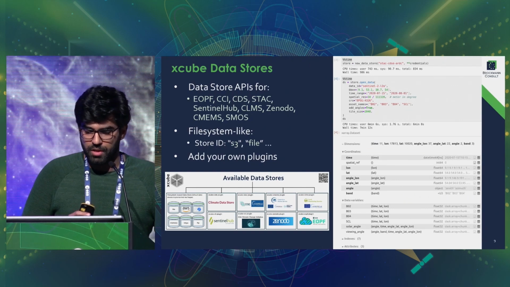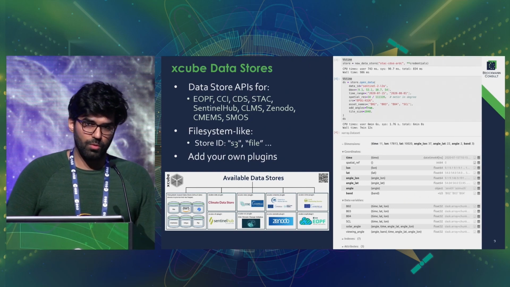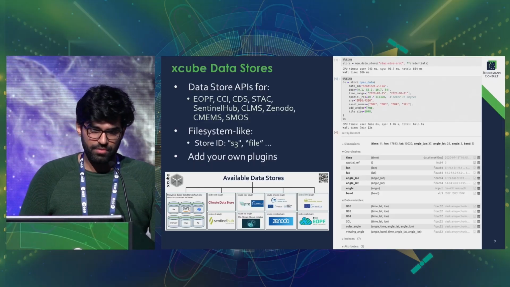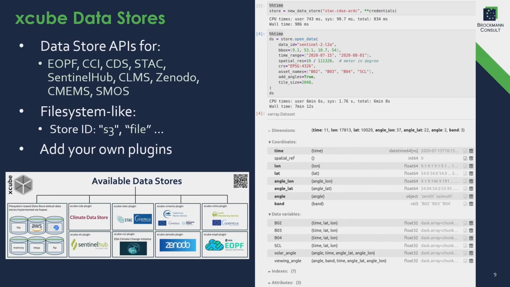A quick intro about Xcube data stores. So as I talked, we have data stores for EOPF, CCI, CDS, newly developed STAC, Sentinel Hub, CLMS, Zenodo, CMEMS, soil moisture, ocean salinity, and a few more. Not all of them are mentioned here. And we also provide data stores for file system access, because not all of the data is available via APIs. Some of the data might be hosted on S3 or Azure or even file storage. So you can use the data stores to access data in a similar way.